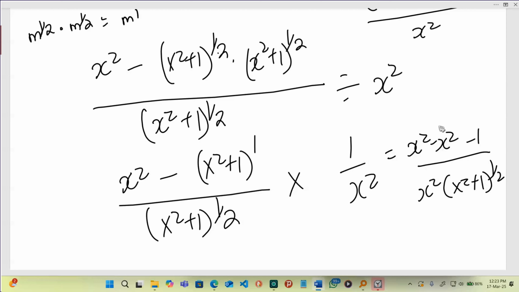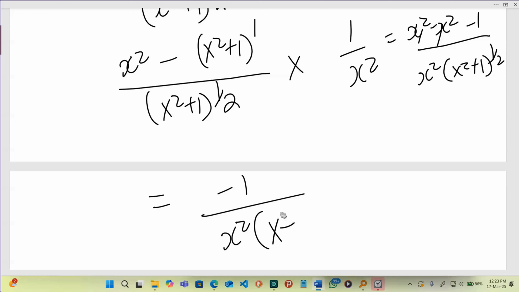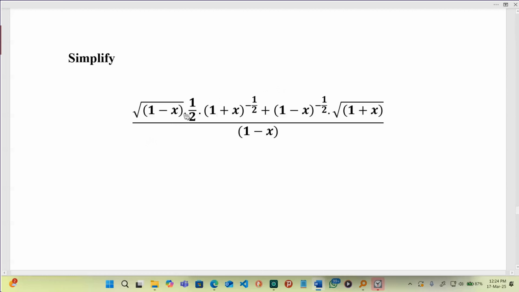So this becomes negative 1 divided by, because this and that will go, I'll have negative 1 divided by x squared into (x squared plus 1) power a half. And that's n. So solving this requires us again to apply rules of indices.